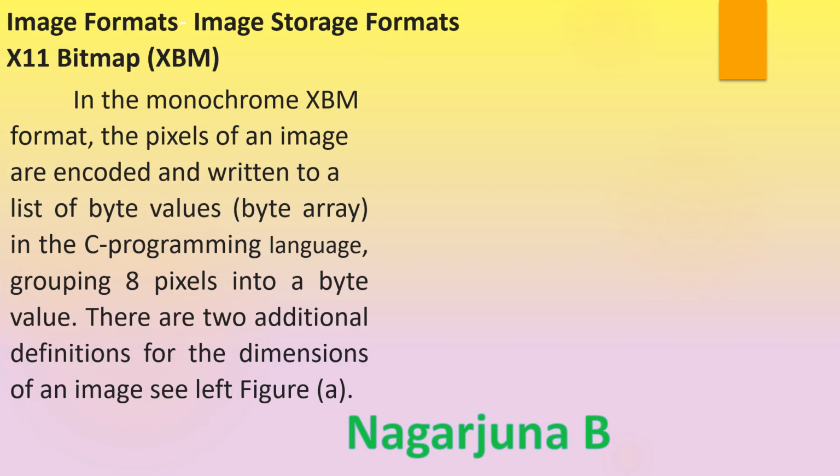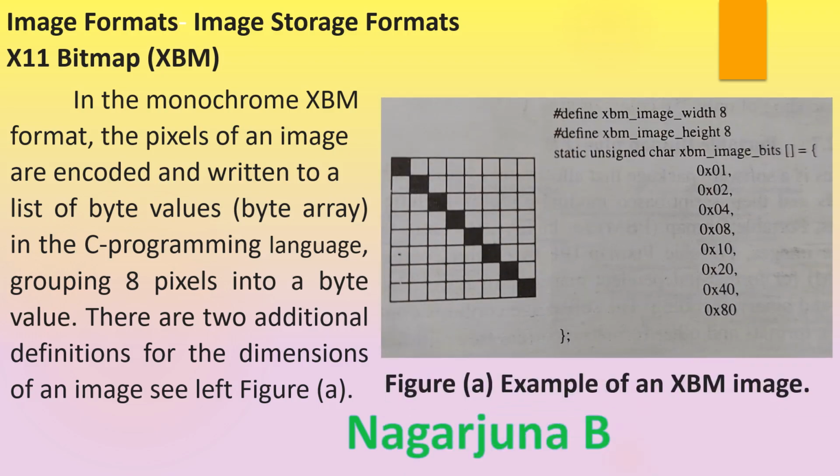There are 2 additional dimensions for the image that you can see in figure A. Let us see figure A. You can see #define xbm_image_width 8. This is for the dimension. Another one is #define xbm_image_height 8. This is also for the dimension, that is height and width. These are the 2 additional definitions for the dimension of an image.